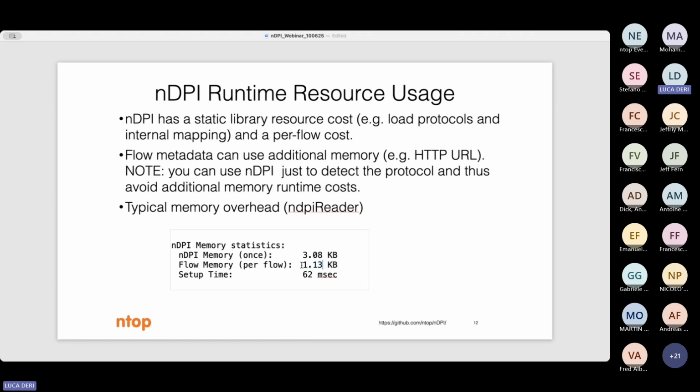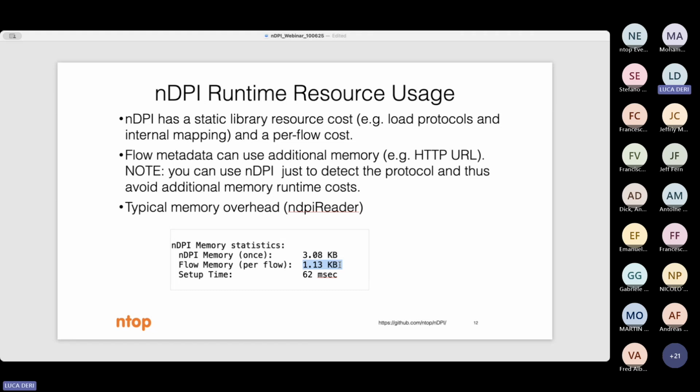Now, this number changes according to the protocol, because for instance, if you have HTTP, you have very long usernames, very long user agents, very long URLs, okay, so this will increase. If you have other protocols, probably this memory will be reduced, but you have to pay an overhead, okay? Later, I will show you how to avoid that.